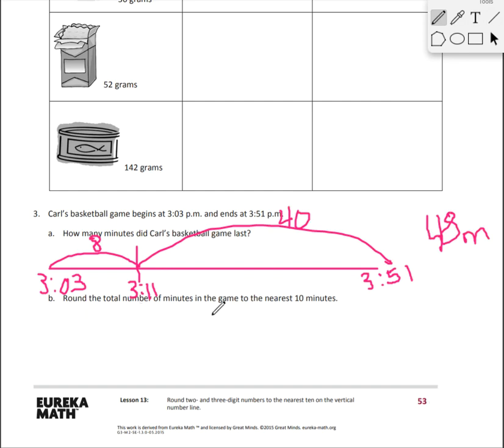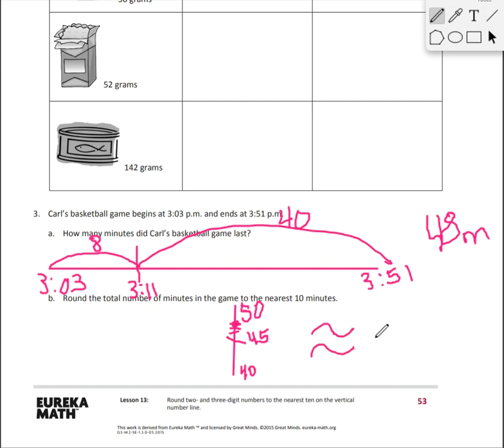Now it says round the number of minutes in the game to the nearest 10 minutes. So I've done my vertical number line. Again, you are totally free to do a horizontal number line. It is not giving you a rule. That should have been a 5. There we go. And here we have a 45 in the middle. My number was 48, so 46, 47, 48. Whoa, my 48 is basically at 50. So remember, we have our little about symbol. So about 50 minutes.